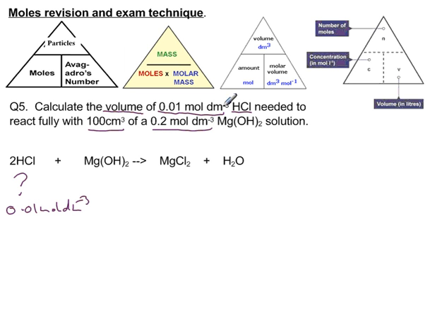Now, can I just point out that both of these chemicals are solutions, so even though we see this unit for volume, we are not using the gas equation. Okay, we're dealing with solutions. So for the magnesium hydroxide, we have 100 centimetre cubed volume, and its concentration is 0.2 moles per litre.